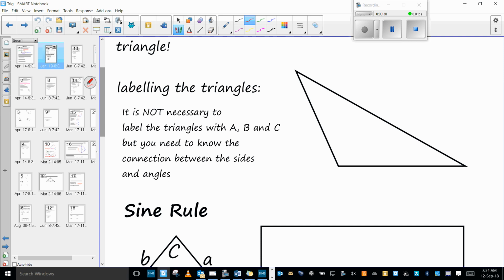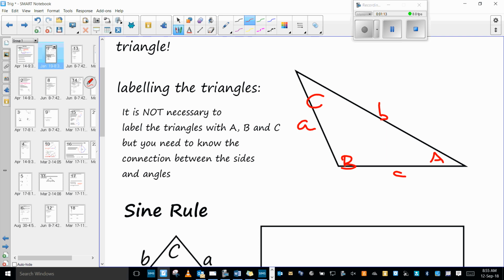I don't want you to stress and strain about labelling them A, B, and C. You will be given the formulae on your formula sheets, but I just want you to recognise the connection between them. So if I chose to label this angle A, then this length opposite it would be little a. If I labelled this big B, then this would be side length b. And if this is angle C, this is side length c. That's how the sides and the angles are connected to each other. That's what I want you to focus on, not labelling them A's, B's, and C's.